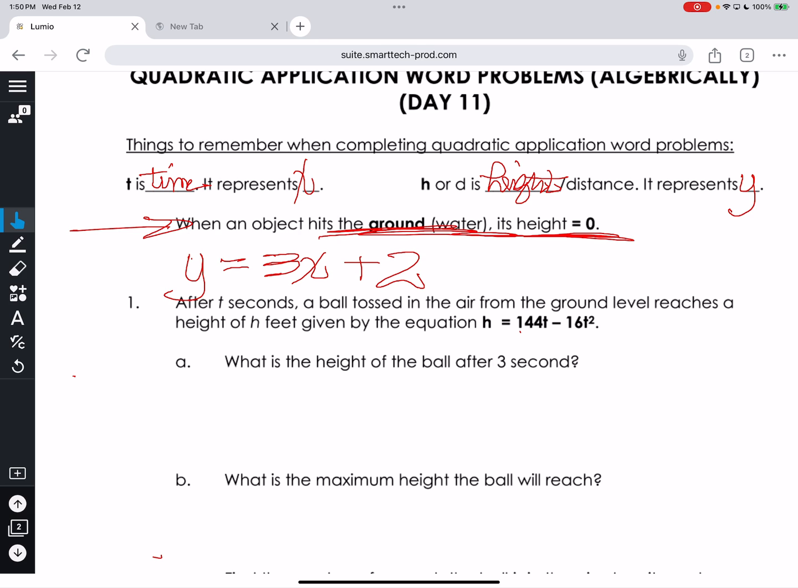You plug in 0 for which variable? For x. So what is y? 2.